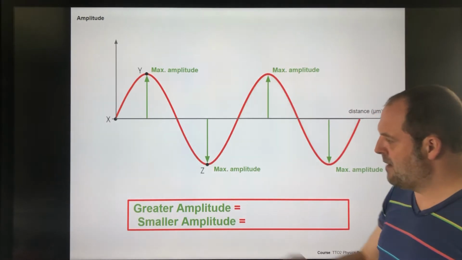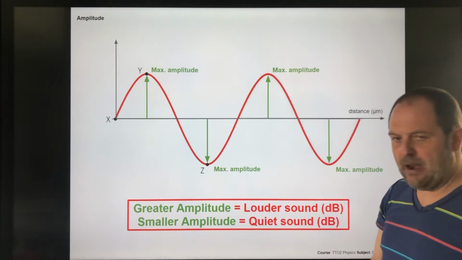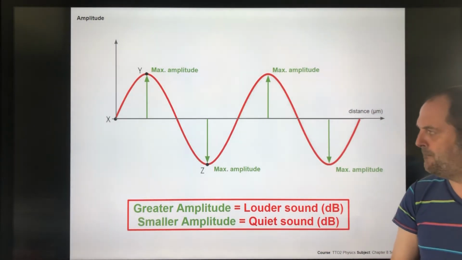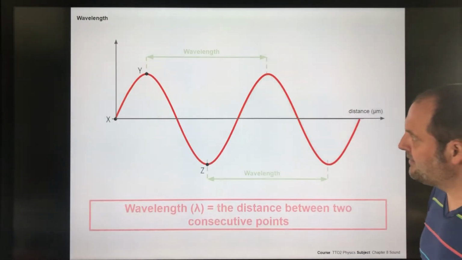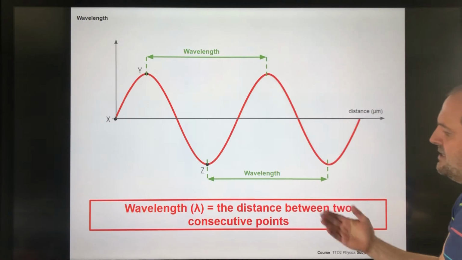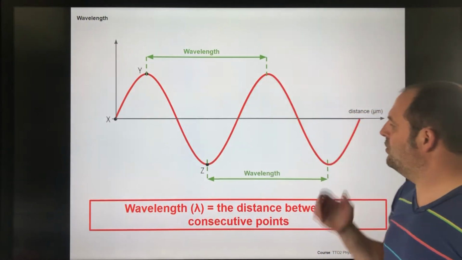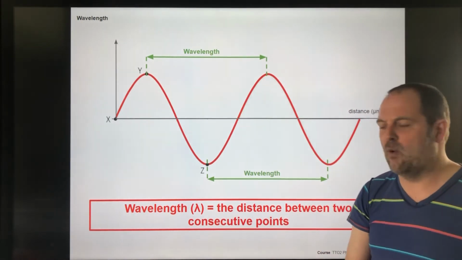So the thing that you should remember is, the greater the amplitude, the louder the sound. Smaller amplitude, you get a quiet sound, less decibel. Okay, we also talked about the wavelength, and the wavelength was actually the distance between two consecutive points. So you can take the two tops or the two values over here. That doesn't matter, you always get the same outcome. It's the length of one wave.